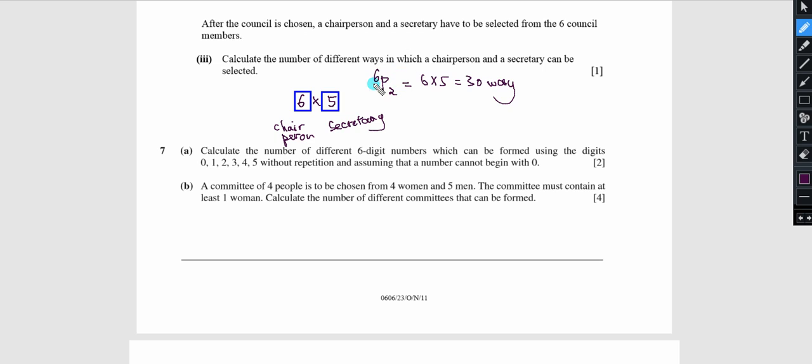Basically, 6P2 means I already selected the 6 members for the council. Then I'm going to pick 2 out of the 6 and arrange them in a manner of chairperson first, secretary second. This is considered already an arrangement. It's a permutation. So it's 6P2, which gives you 30 ways. So this is the answer.